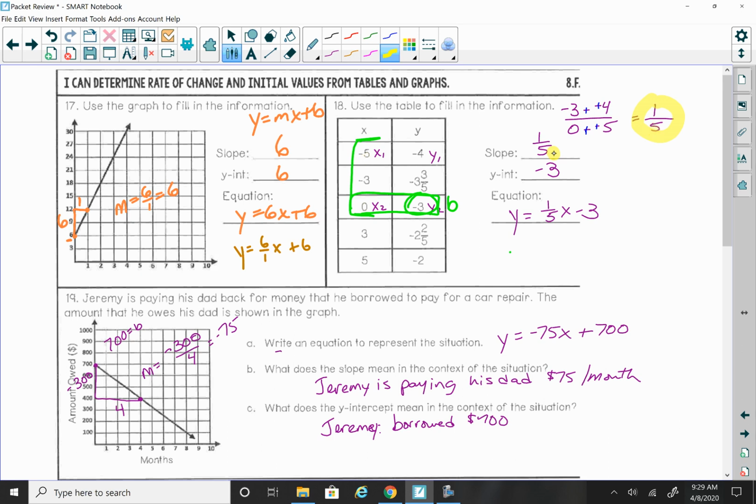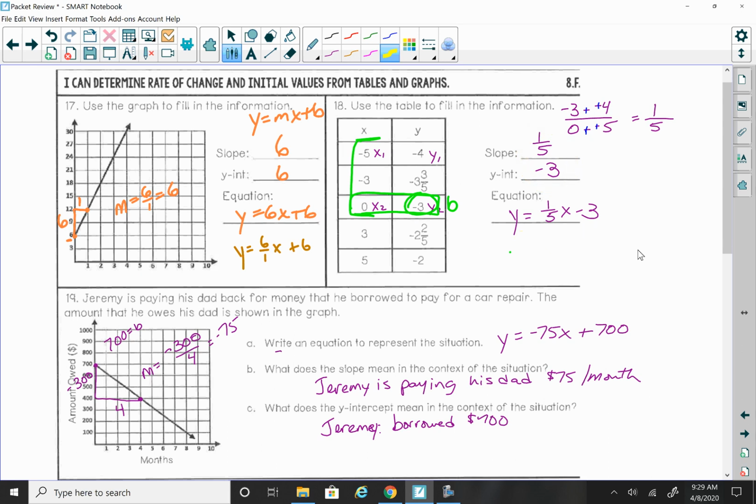And then remember I said to find your y-intercept, you look for an x value of 0, and that corresponding y value is your y-intercept. So my y-intercept is -3. So knowing your slope and y-intercept, you can write the equation y equals 1/5 x minus 3.